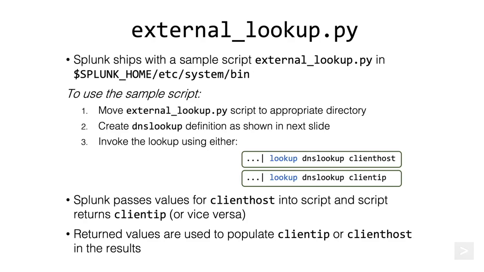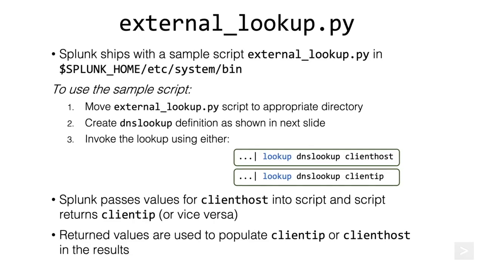Splunk ships with an external scripted lookup out of the box. This is a Python script stored in the Splunk home directory within etc system bin. And to use this sample script, it requires moving it over to a specific directory, creating a lookup definition, and then invoking it using the lookup command.